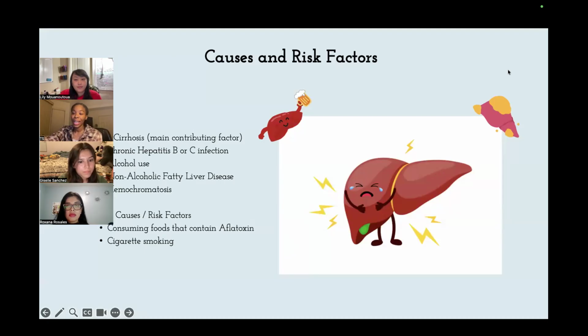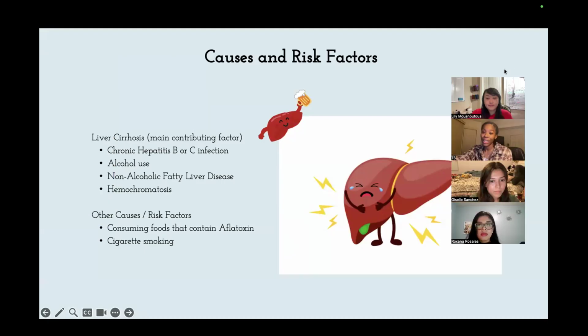Here's a look at the main causes and risk factors of liver cancer. At the top, we have liver cirrhosis, which is the main contributing factor to liver cancer. Cirrhosis happens when healthy liver tissue is replaced by scar tissue due to injury, and the scar tissue blocks the blood flow and makes it harder for the liver to do its job.